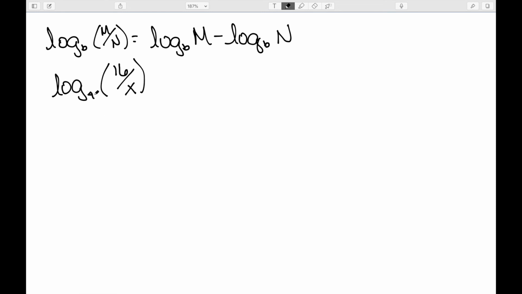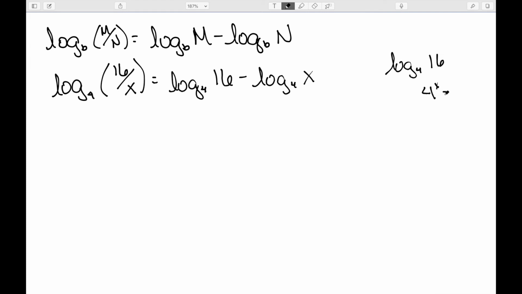As an example, log base 4 of 16 over x. Since this is a quotient, I would take log base 4 of the top minus log base 4 of the bottom. So this log base 4 of 16 means 4 to what power is equal to 16? Well, that's 2. So 2 minus log base 4 of x. So by separating them, I was able to simplify a little bit.